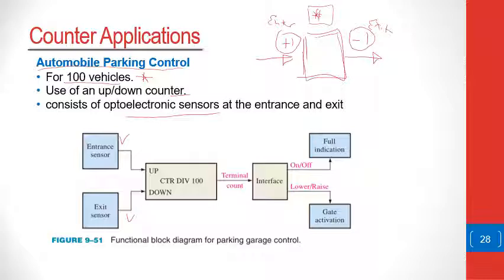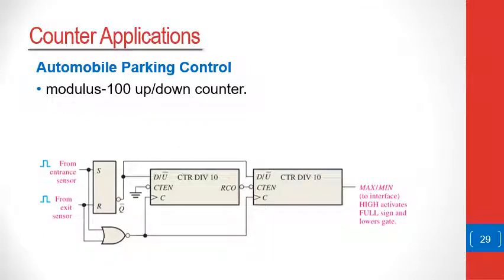Then this counter will be connected to an interface, and the interface can detect if it's full, to indicate that the parking is full, and also to open and close the gate. In this example, the parking lot system will have a modulus 100 up-down counter, which can be made up of a cascade of a modulus 10 and a modulus 10 counter.